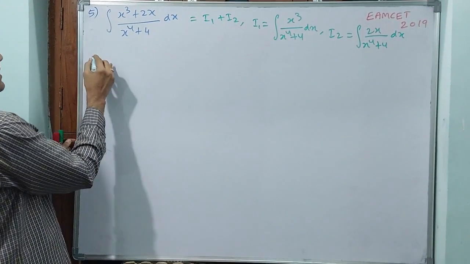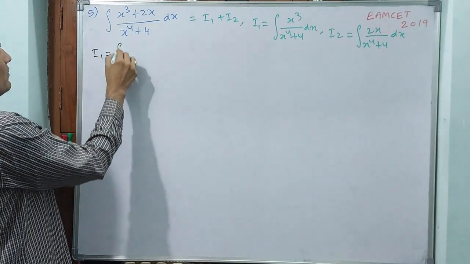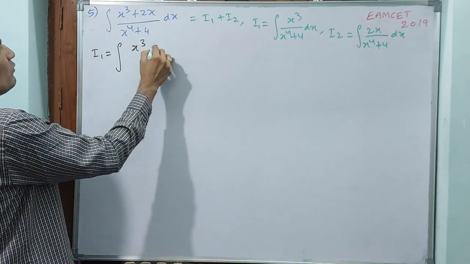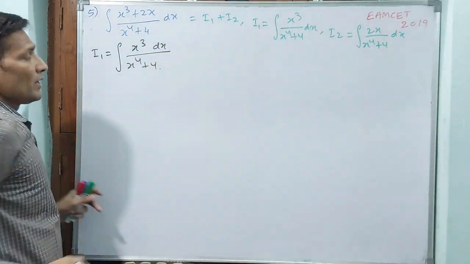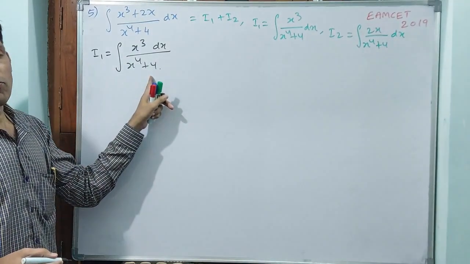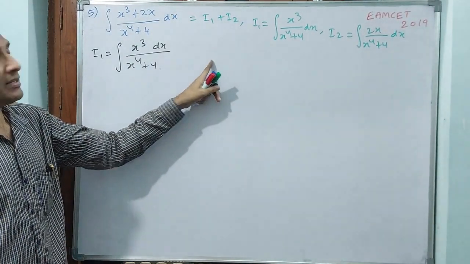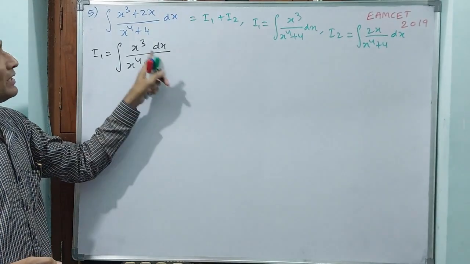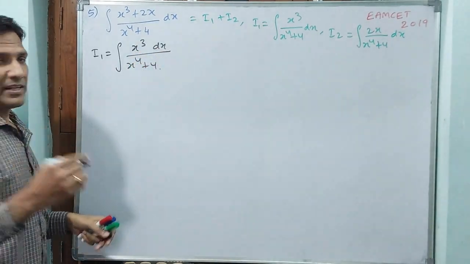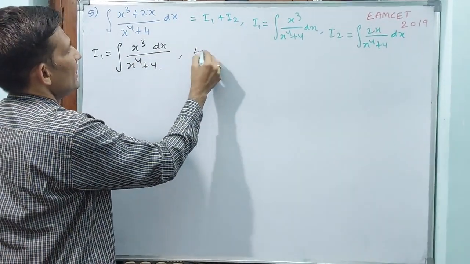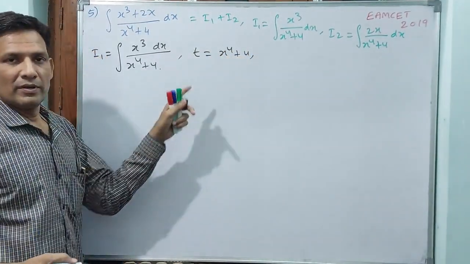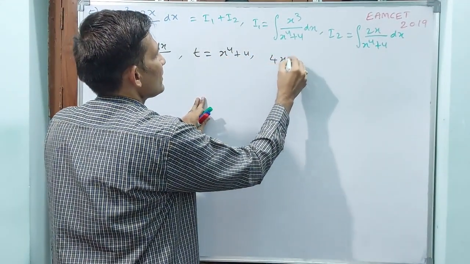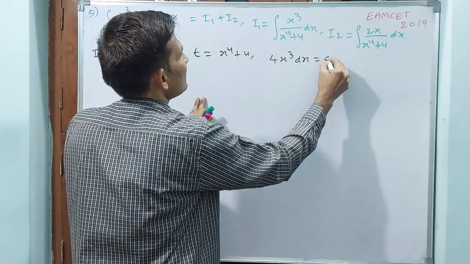See, first I am taking I1. I1 is equal to integral x cube dx by x to the power of 4 plus 4. Now I want to take x to the power of 4 plus 4, the entire thing, as t. Why? Because 4x cube dx will come. X cube dx is there, that hint you will get. So let t is equal to x to the power of 4 plus 4. Then 4x cube dx is equal to dt.